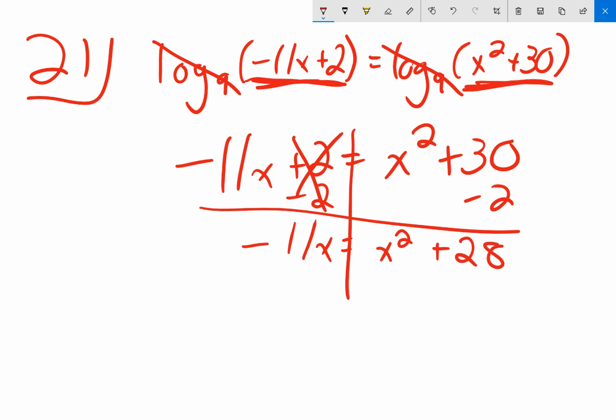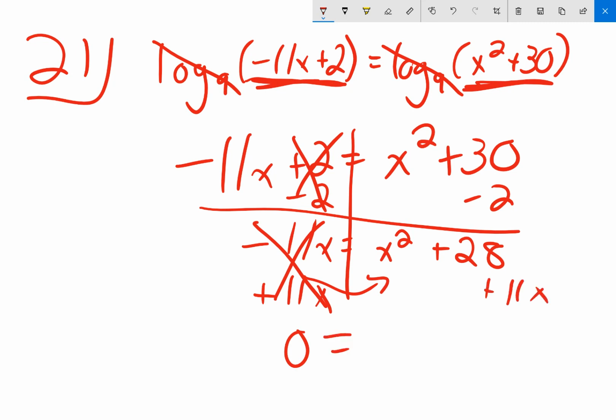Now, I'm also going to move the 11x over here, and I'll explain why afterwards. Now, negative 11x, to move it, I would have to add the 11x. So that leaves me 0 equal to, well, let me put it over here, x squared plus 11x plus 28. 11x doesn't combine with anything because there's no other x term on that side. So it just sort of fits in the problem.